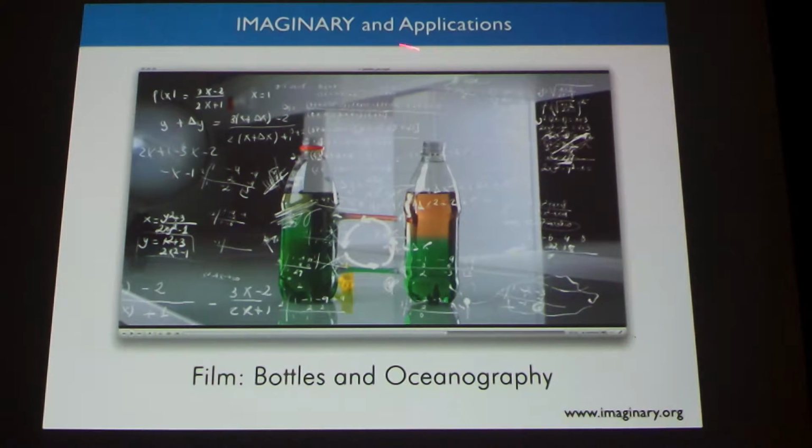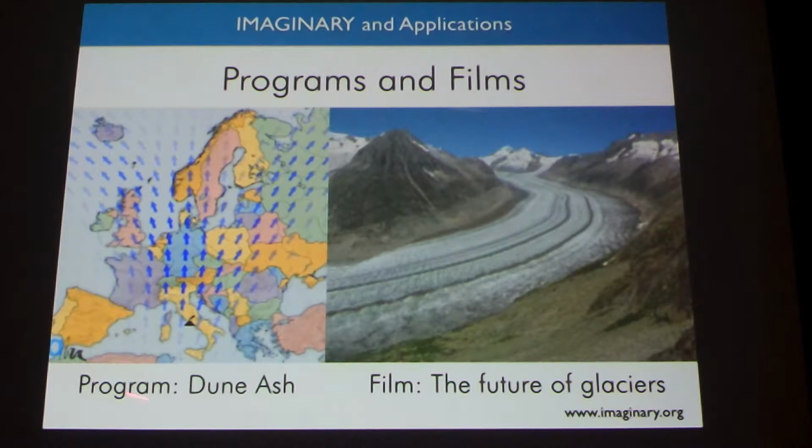Now I show a few pictures about Imaginary applications. This is a film where you show how the water in the ocean can be modeled by two glasses with different colors. It's an easy model, but nevertheless, for the general public, it's quite nicely done to explain how water of different temperature mixes up and so on. These are more sophisticated programs. Actually, this is a film with some parameters, where you can set your own parameters. This is the Aletsch Glacier in Switzerland. If you put the temperature in the future higher or lower, you can see how it develops.